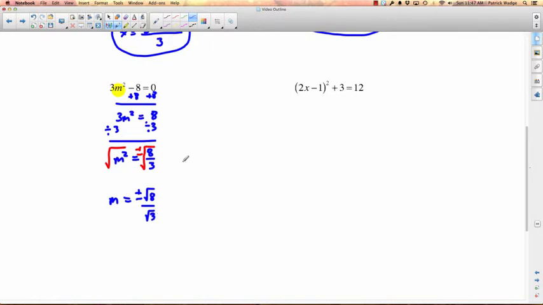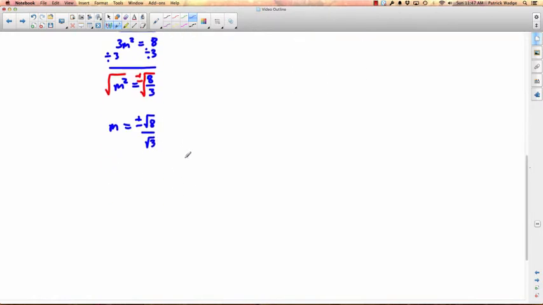Okay, now if we look at this, it's not as nice as the last two we've done because you can't take the square root of 3. So what are we going to do here? Well, there's a couple things we can do. We'd like to try to simplify both of these radicals, and we also want to rationalize the denominator. We don't want a radical in the bottom.